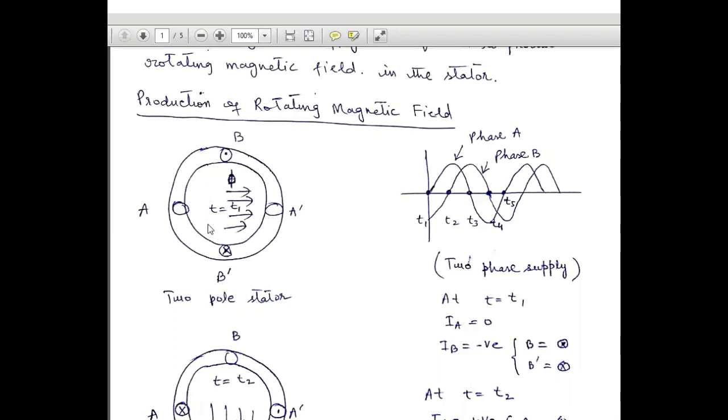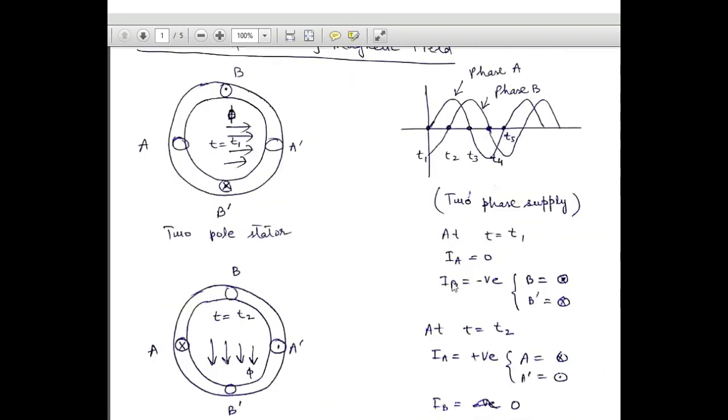So this is a two-phase winding, and we know that for a two-phase supply, the phase difference between the two phases is 90 degrees, which we can observe from this waveform and from this stator design as well. So the angle between the two phases is the same for the supply as for the stator. Here the phase difference is 90 degrees, and the same phase difference is available between the two phases. At several instants of time we can analyze the production of a magnetic field and its orientation.